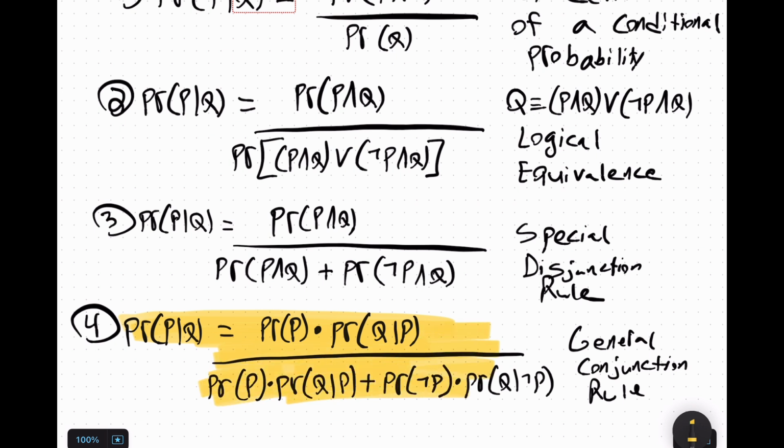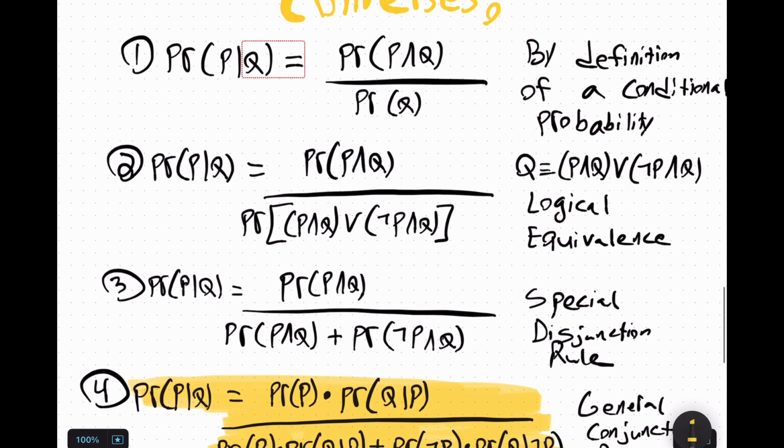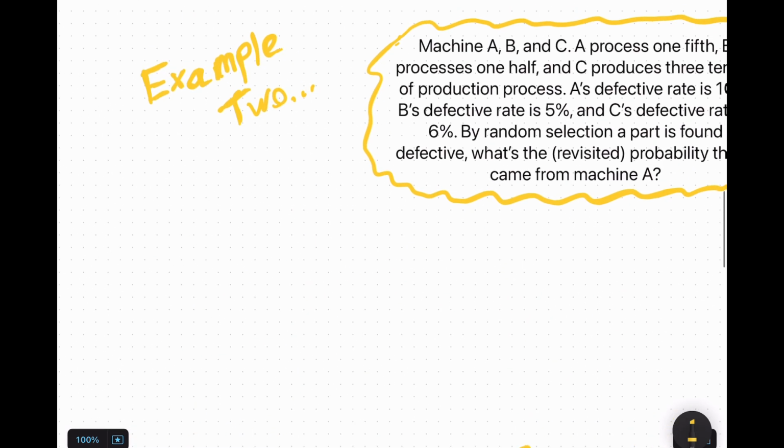Now this formula can be further generalized. Right now this formula just deals with 2 statements, 2 propositions, so to speak, or events, P and not P. Now we're going to utilize that formula for our 2 example problems.